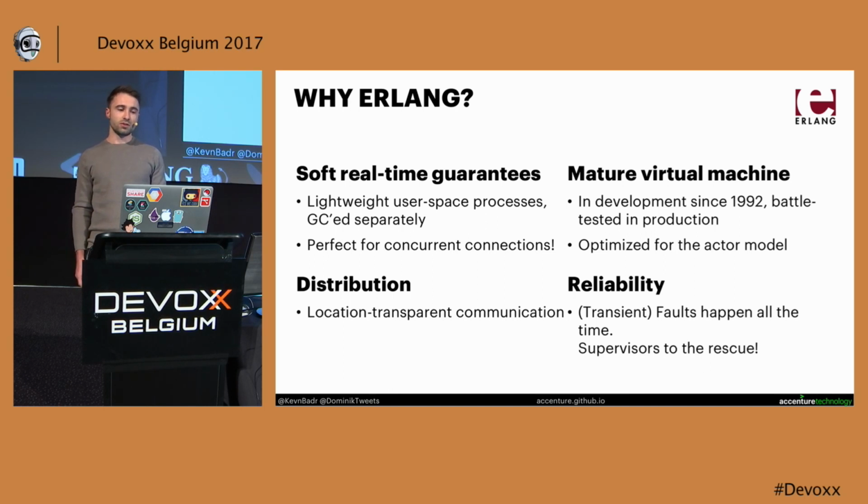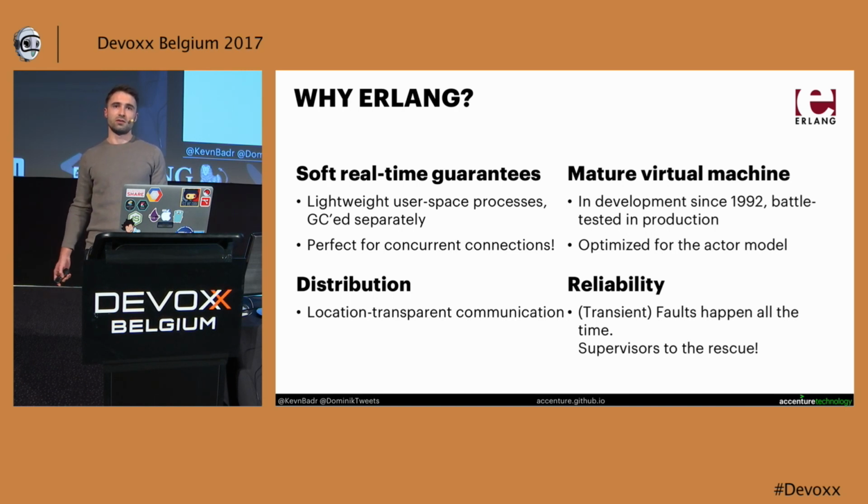Then we have this distribution thing where we have location-transparent communication. The message routing I mentioned earlier, in Erlang, it's just the same thing as if you would route a message to the connection on the same host. It doesn't make a difference from an implementation perspective.